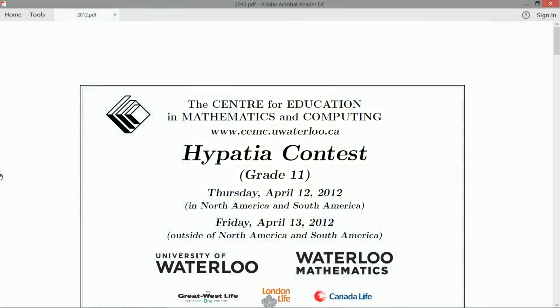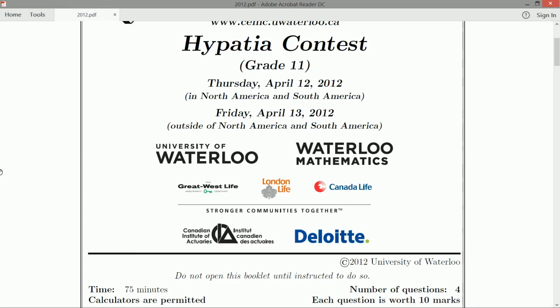So if you haven't tried this contest before, I really encourage you to click the very first link. It will get you a copy of this contest. Download it, print it out, try it for yourself, give yourself exactly the time you need, and try the contest under actual conditions. So I'm going to assume that you've gone ahead and done that.